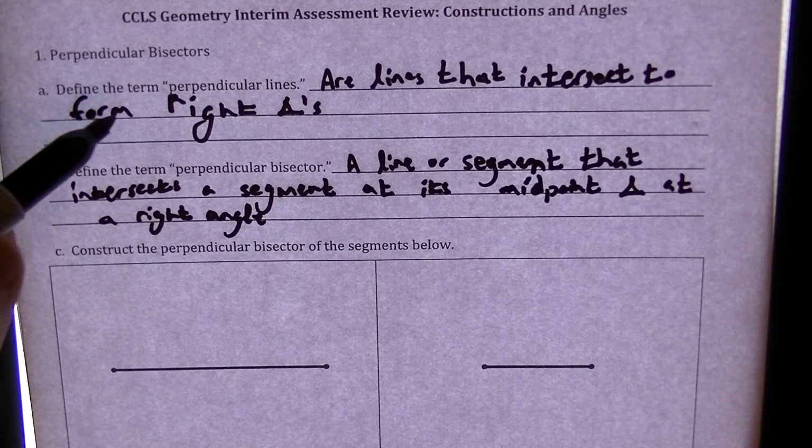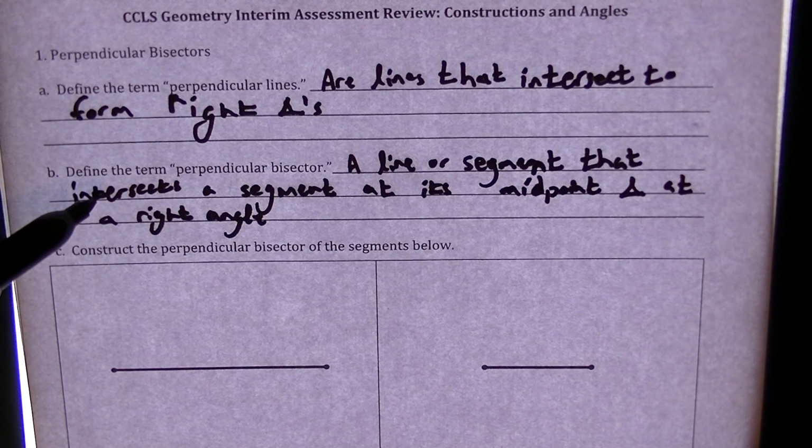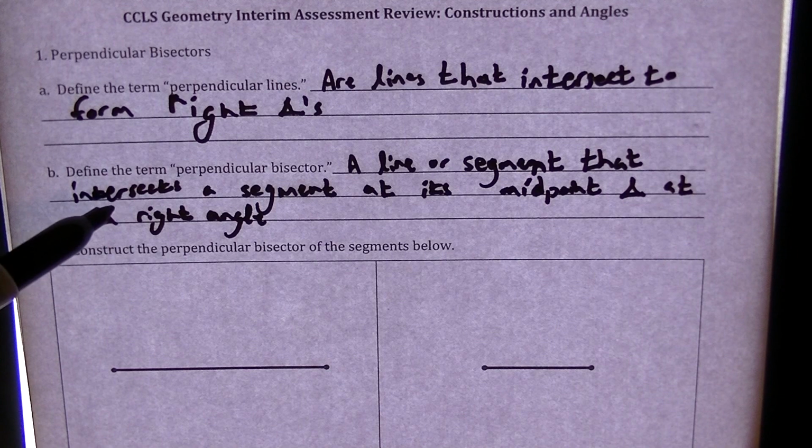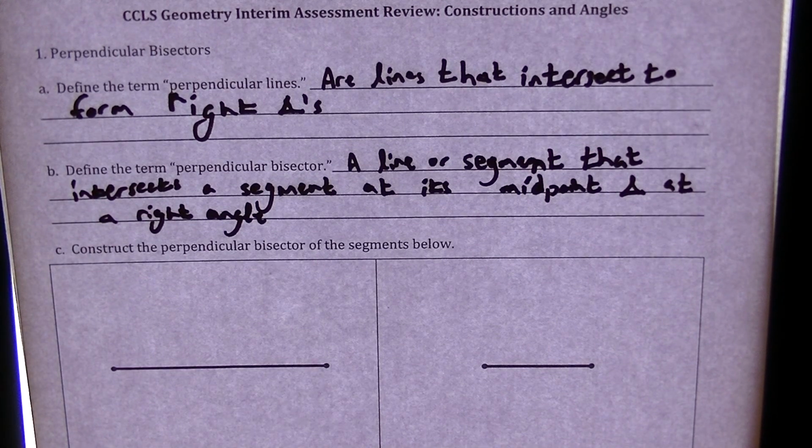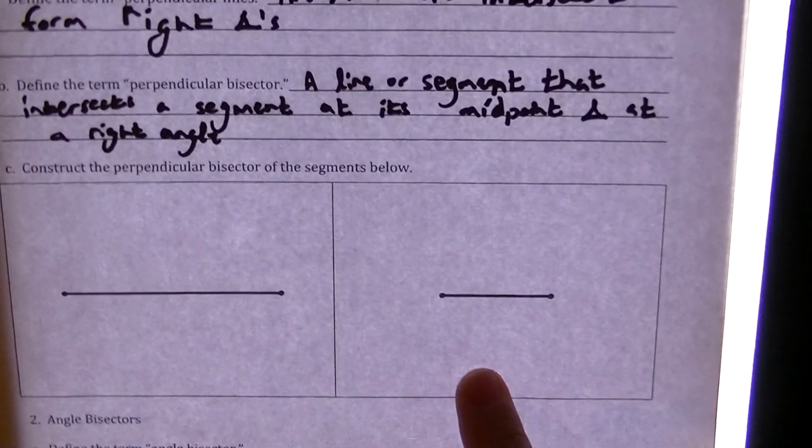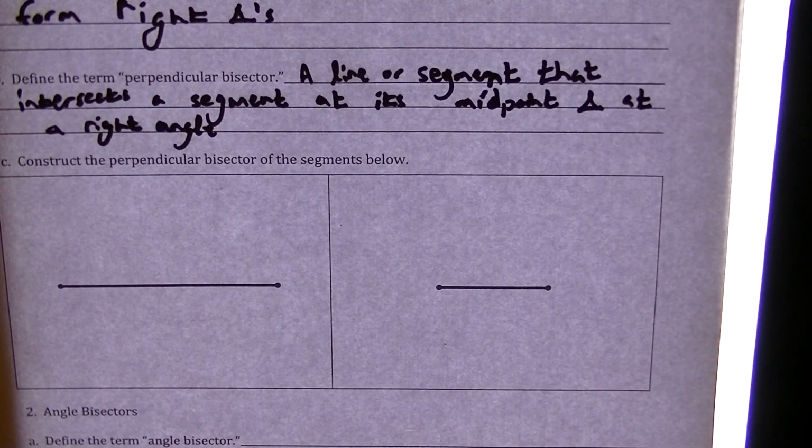So perpendicular lines, they just hit each other at right angles. A perpendicular bisector cuts a segment into two equal parts and it hits it at a right angle. And let's just see one example of what the construction for a perpendicular bisector looks like. So I'm going to use the safety compass to do this construction.